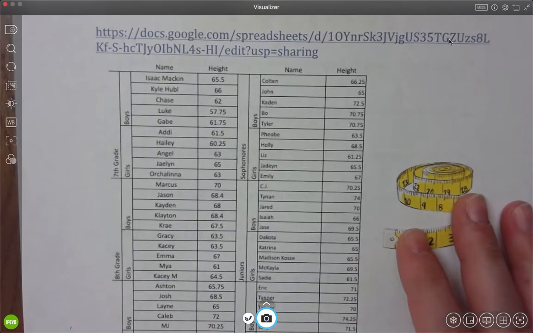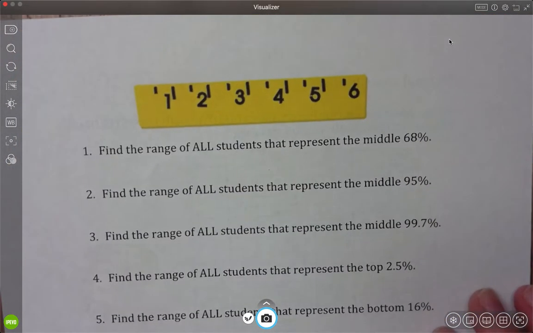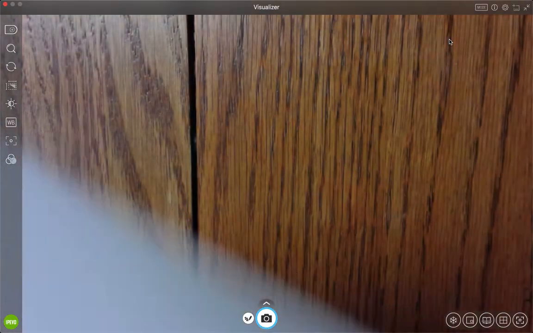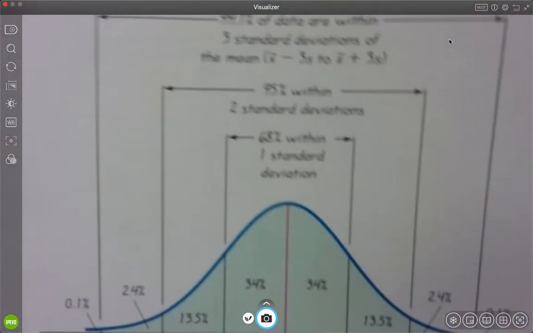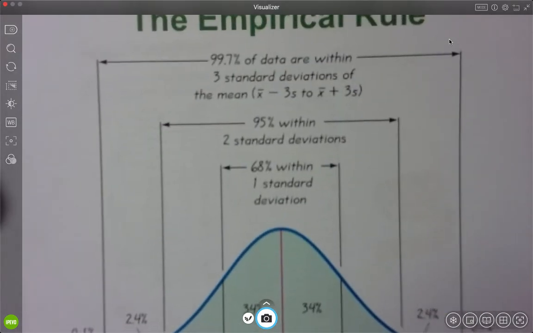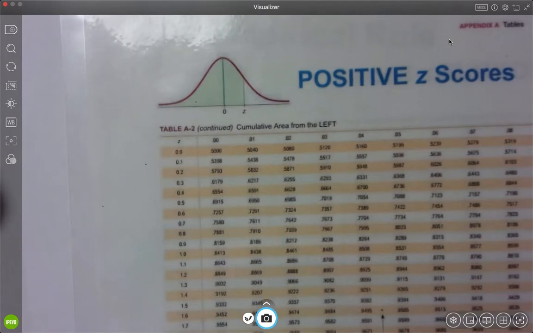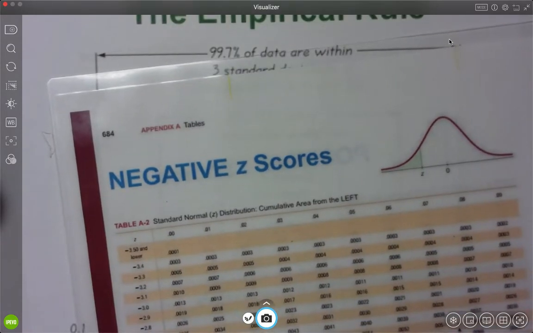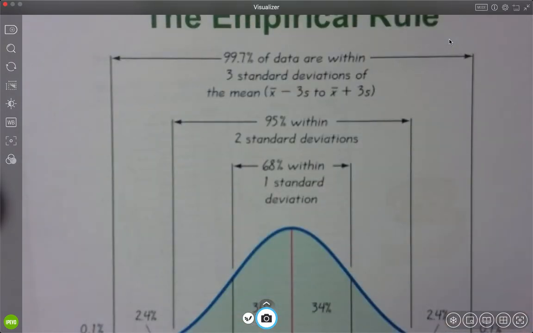So the first one is this normal distribution sheet, which I have attached to Google Classroom to this assignment. So this is what it looks like. I also have on there the empirical rule sheet. So you will need that copy, and then you'll need your positive and negative z-score table, this guy. So have all three of those things handy.